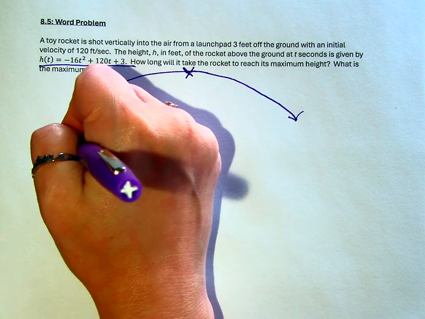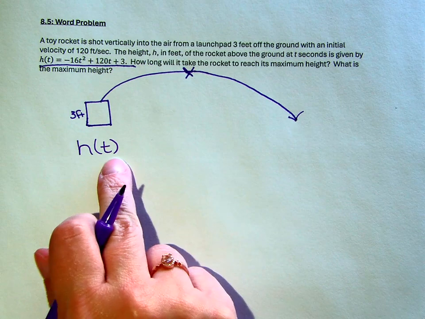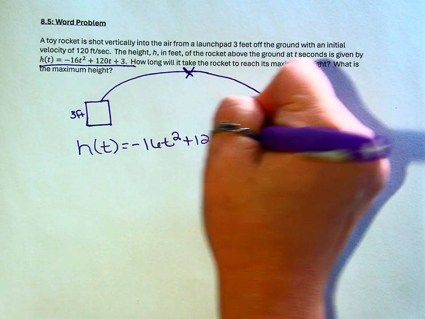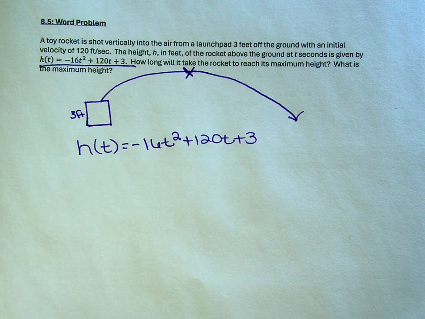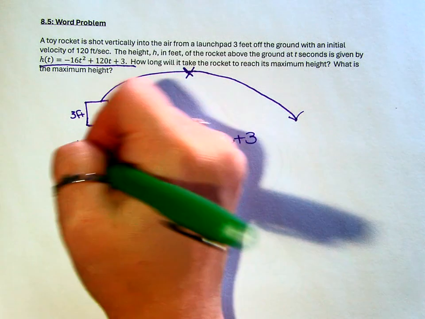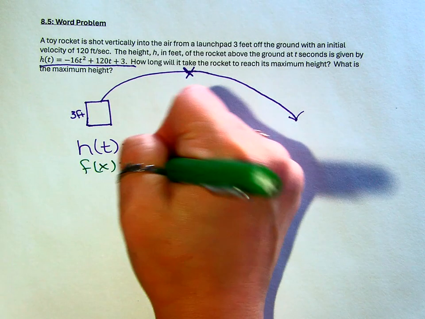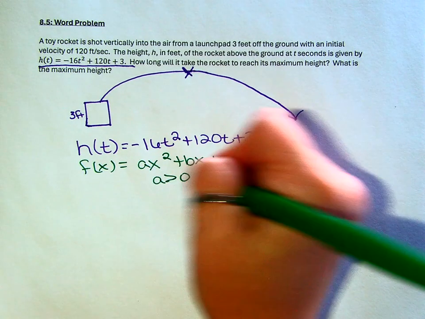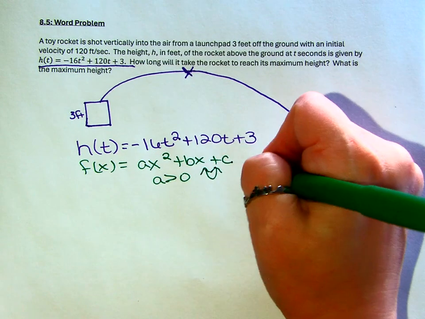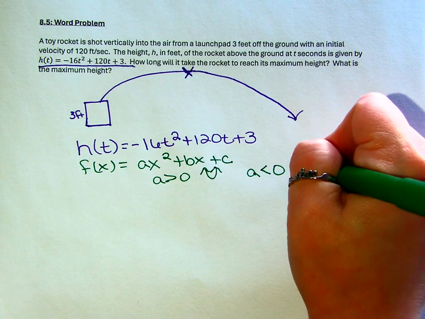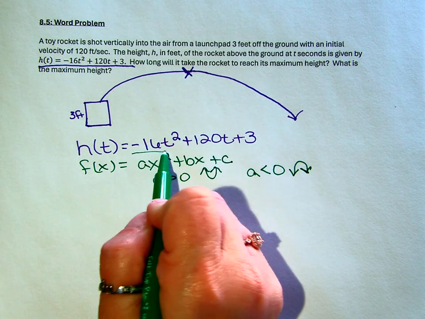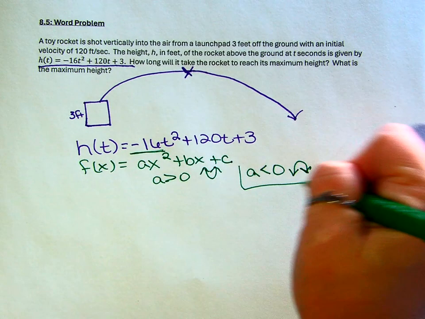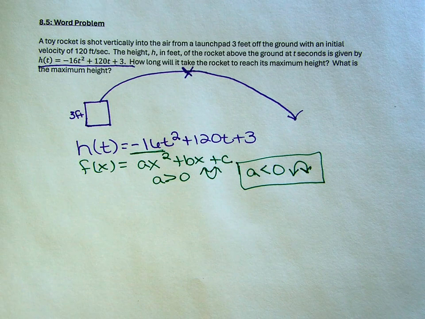Because our function for this, our h of t, the height in terms of the time, is negative 16t squared plus 120t plus 3. Remember that our basic form for our function is f of x equals ax squared plus bx plus c. And if a is greater than 0, we have a parabola that opens up. And if a is less than 0, we have a parabola that opens down. Well, our a in this case is negative 16. So our picture does match the general information that we have, that we should have a parabola that opens down.